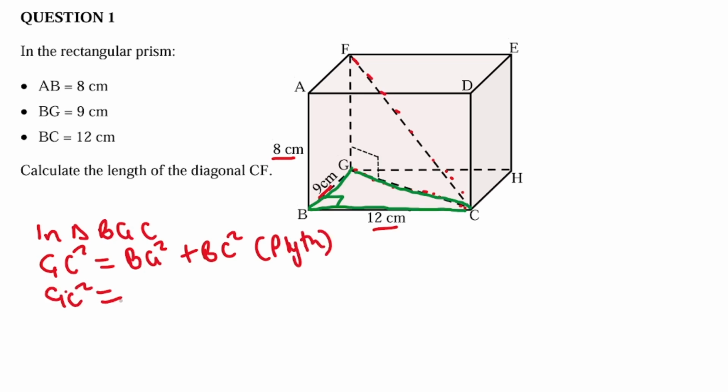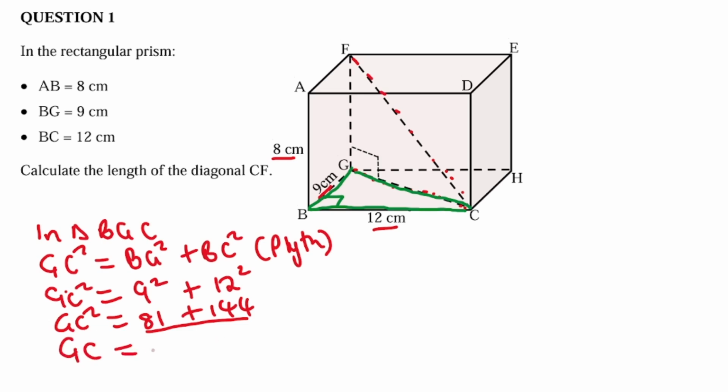GC squared is equal to 9 squared plus 12 squared. Then GC squared is equal to 81 plus 144. 81 plus 144 is 225. Then we square root both sides, so GC is equal to the square root of 225, meaning that GC is 15 centimeters. The square root of 225 is positive or negative 15, but since GC is a distance, it's going to be 15 centimeters there.